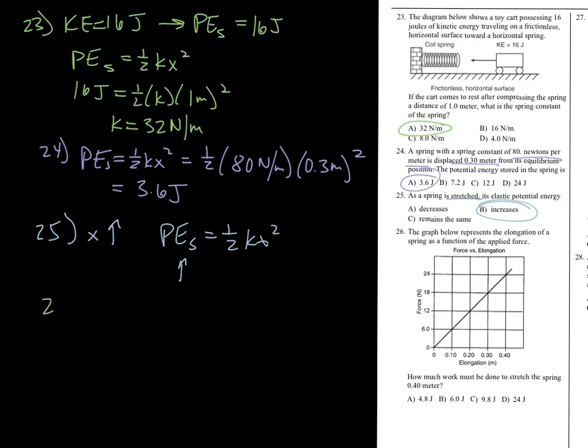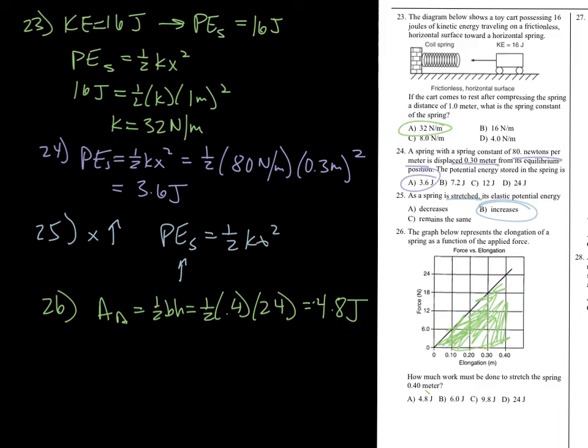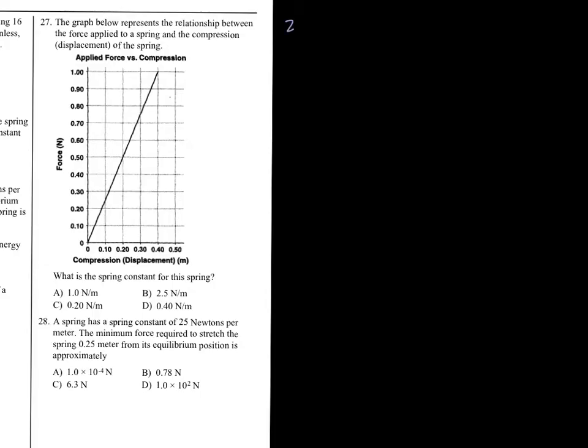So let's move on to 26. How much work must be done to stretch the spring 0.4 meters? So here we have another force-distance graph. So work, once again, is this shaded area. Find the area of that. And because it's a triangle, it's 1/2 base times height. Our base here is 0.4, and our height is 24. So now you'll get about 4.8 joules, choice A.